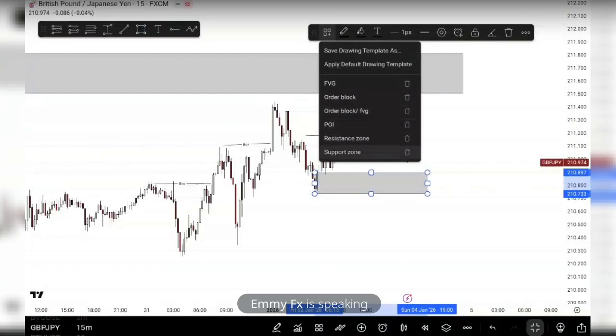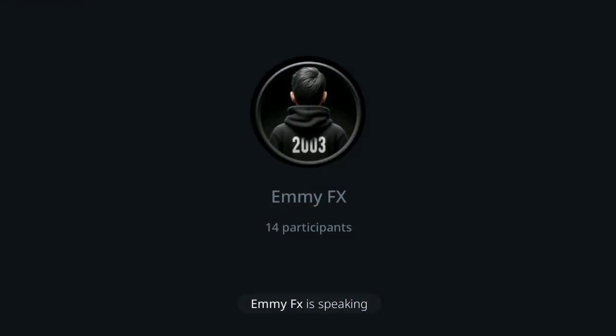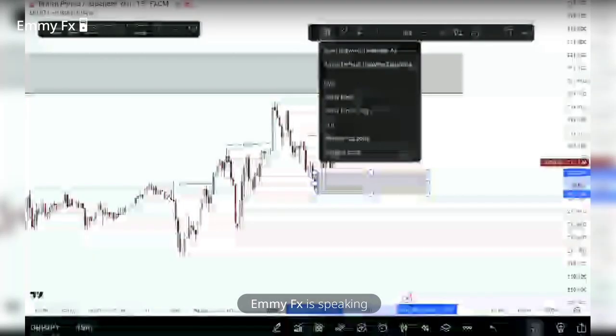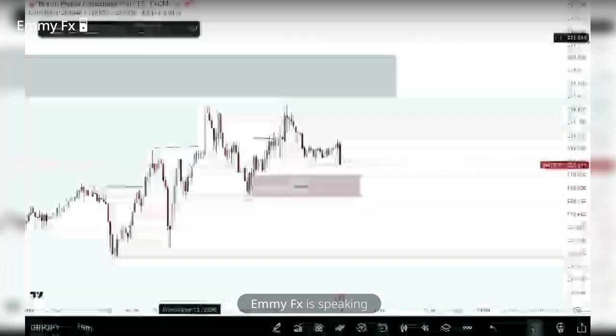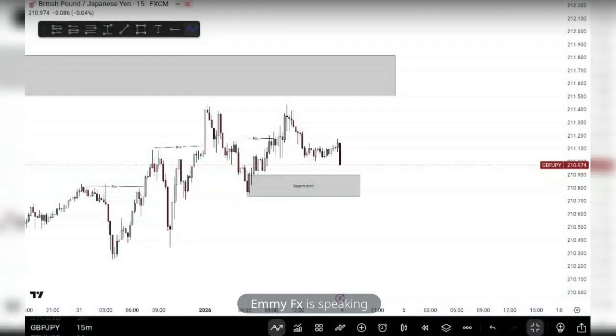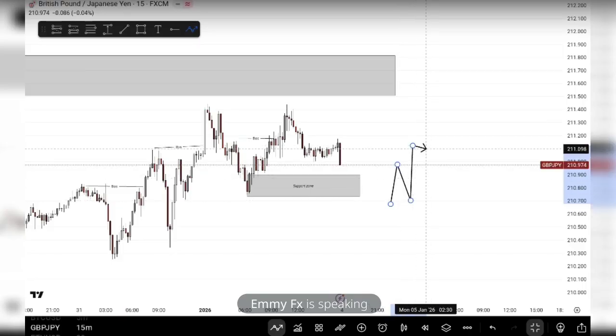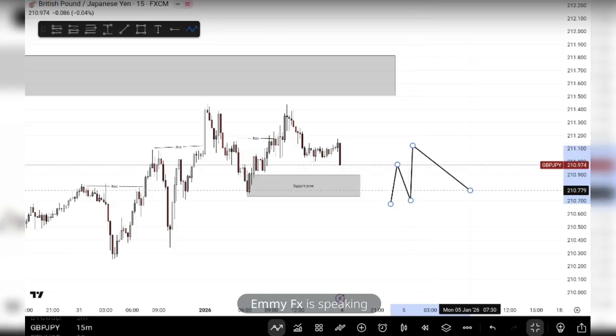All right, so I always emphasize this in my mentorship program, the first batch, the second batch, and also the third batch. I always emphasize this: if our confluences are not intact, that place is not a good place to buy or a good place to sell from. So we just need to make sure that our confluences are intact. Once our confluences are intact, we take the trade from it.